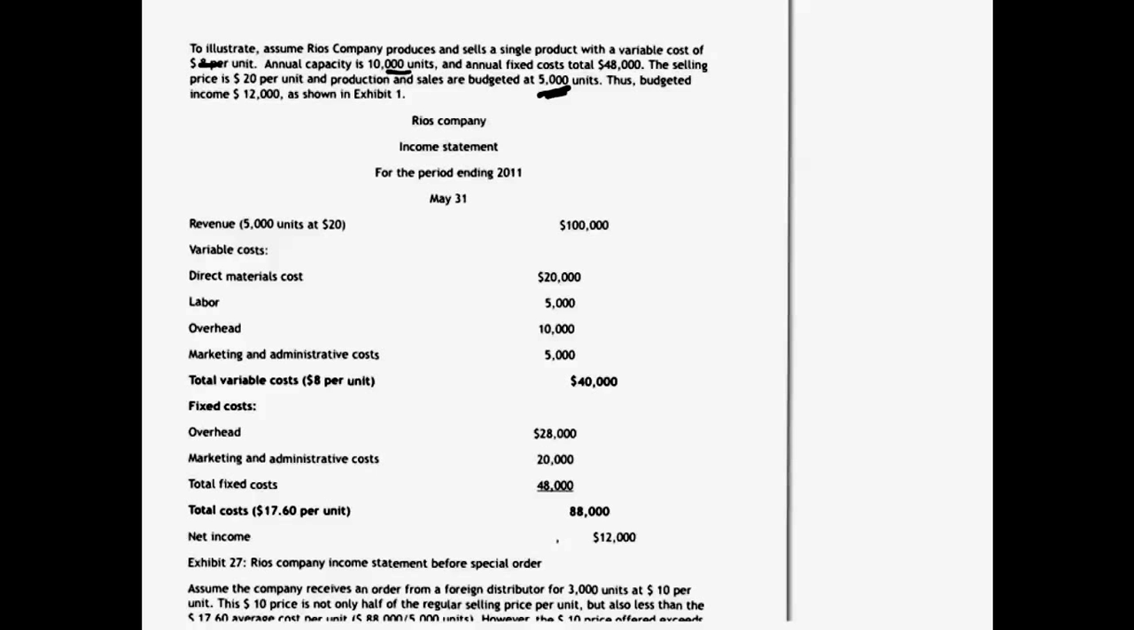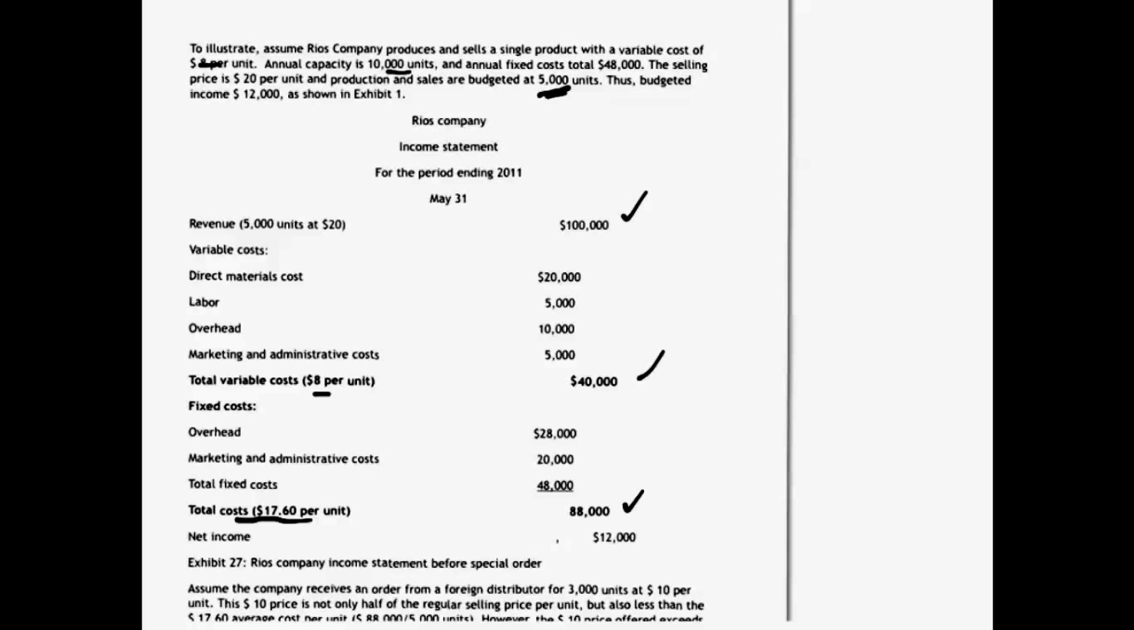If we do an income statement the way they are now, at the end of May 31st, you see revenue of 5,000 units at $20. Your variable cost, direct material, labor, overhead, total variable cost is $8 per unit. Fixed cost total is $88,000. If I divide that by the 5,000 units, I have $17,600.